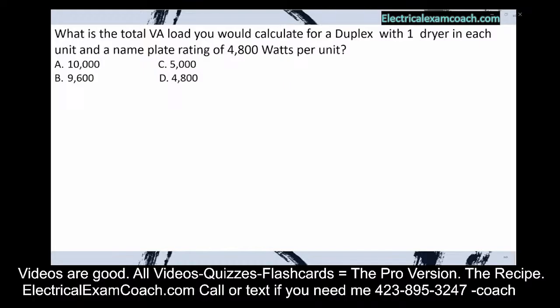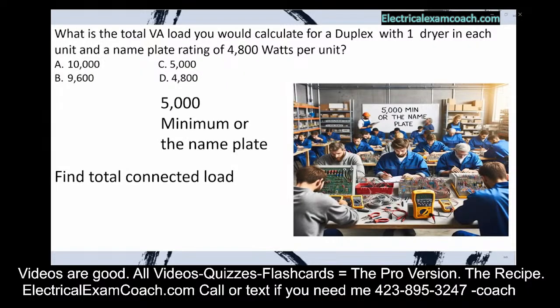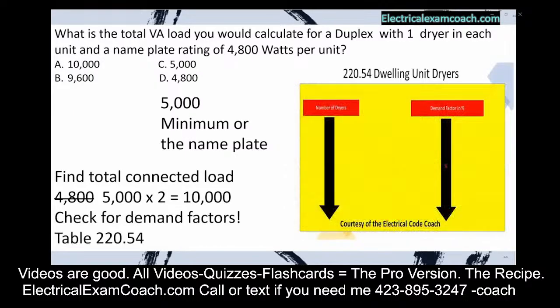What is the total VA load you would calculate for one duplex with 1 dryer in each unit and a nameplate rating of 4,800 watts per unit? First thing we're going to do is find the total connected load. We know that it's a 5,000 minimum or the nameplate, whichever is larger. So the 4,800 is out and the 5,000 is in. Then we have to multiply it by our 2 units, and that gives us 10,000. Now we check for demand factors. For this, we head over to table 220.54, and we're going to find that 1 through 4 is calculated at 100%. And we're going to select A.